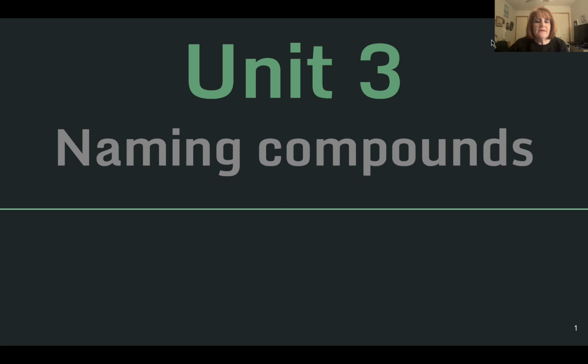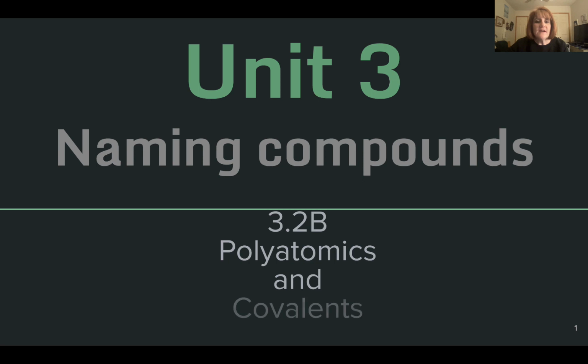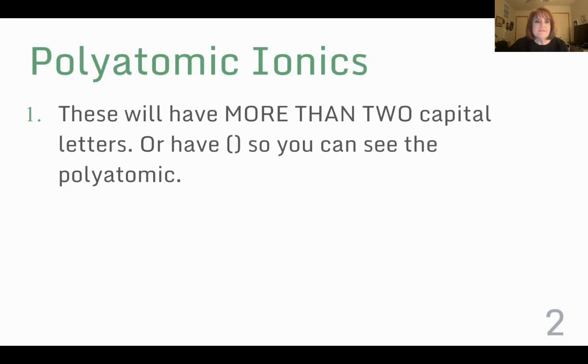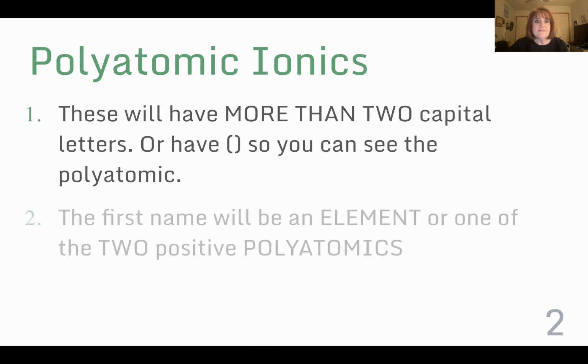To Unit 3 on naming compounds. This is 3.2b. Today we're covering polyatomics and covalents. So polyatomic ions. When you have a polyatomic in a formula, these will have more than two capital letters or you'll have parentheses. That's how you know you have a polyatomic.